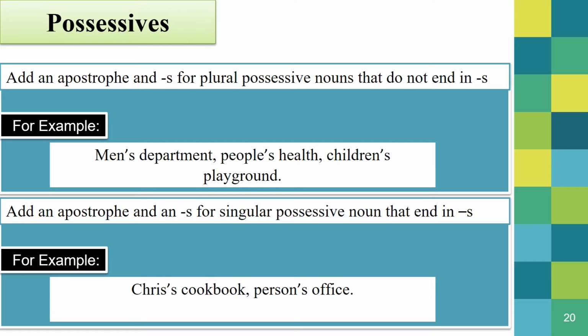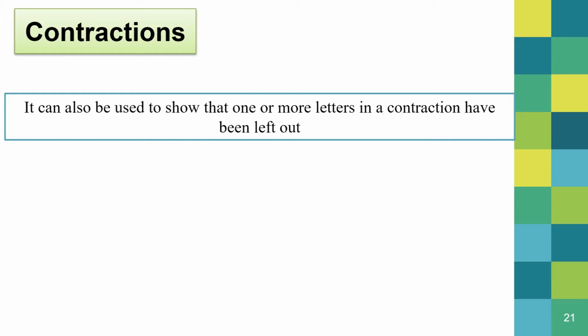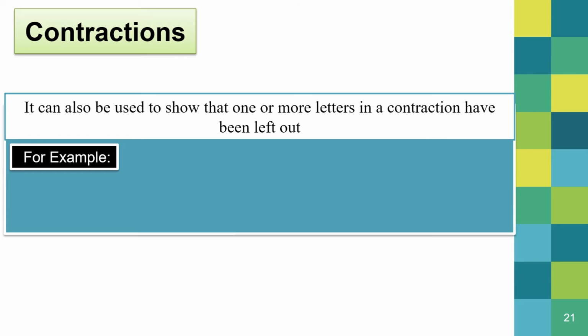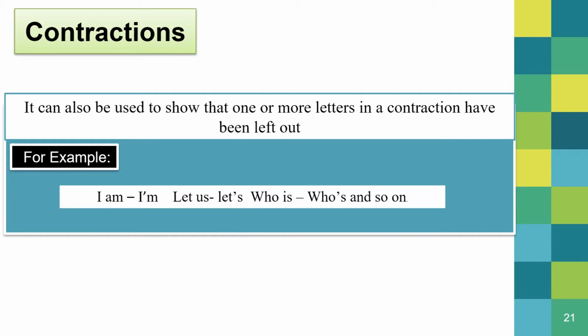This sign also has another use, which is known as contractions. It can also be used to show that one or more letters in a contraction have been left out. For example, I am becomes I'm. So it's I, apostrophe, m. Let us becomes let's. Who is becomes who's, and so on.